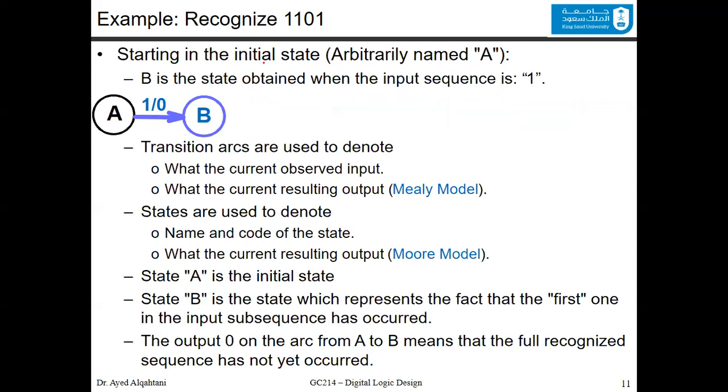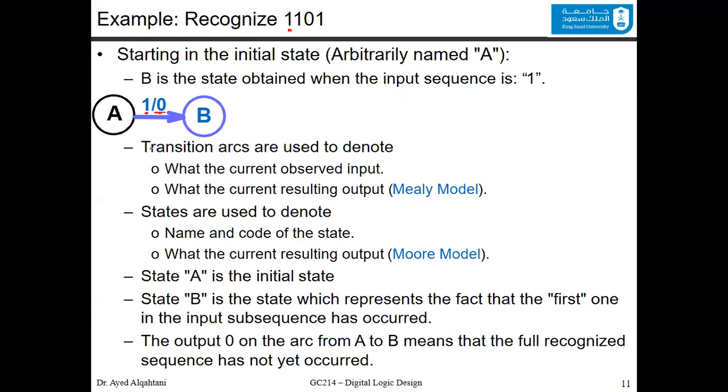So we start in the initial state. Randomly, we name it state A. And then B is the state obtained when the input sequence is 1, which means that we got the first one. The transition arcs are used to denote what the current observed input is, which is this one. The input that we had is 1, and what the current resulting output is.